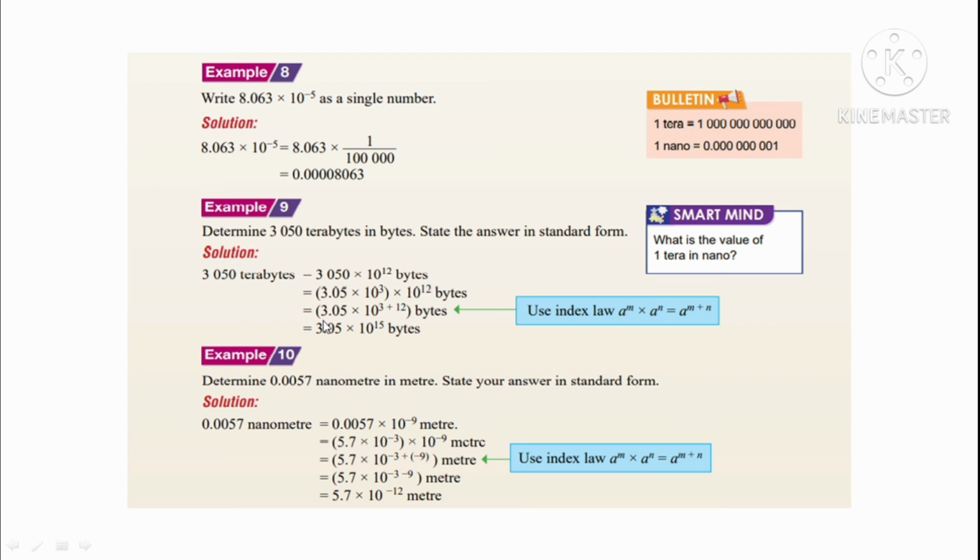So 3.05 times 10, why do we have to plus? Because it is multiplication, so 3 plus 12 will produce 3.05 multiplied by 10 to the power of 15 bytes in the standard form.